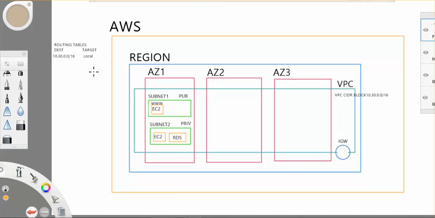The next step will be in general for all the subnets that you create there. Let's take a look at what subnet 1 is going to look like. So I'm going to write the routing table for subnet 1.